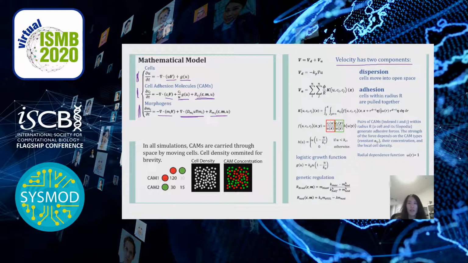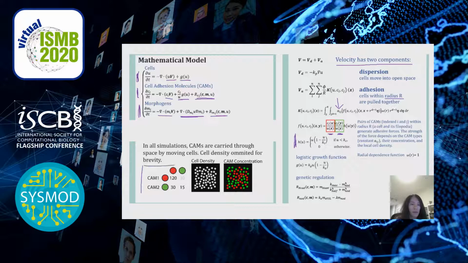Adhesion functions on pairs of cells within some radius r of each other. The strength of that adhesion depends on two things. There's which CAMs are interacting with each other, which is determined by this constant, a sub ij, as well as quantitatively how much CAM is present at the two points that are being pulled towards each other. There's also a crowding capacity function h that prevents all points in space from collapsing onto a single point due to adhesion, which is mathematically possible but physically infeasible.